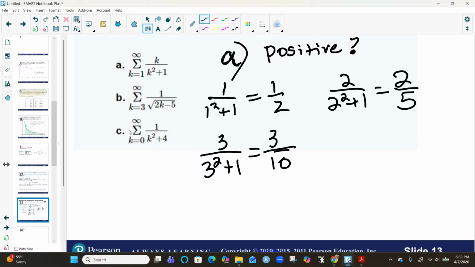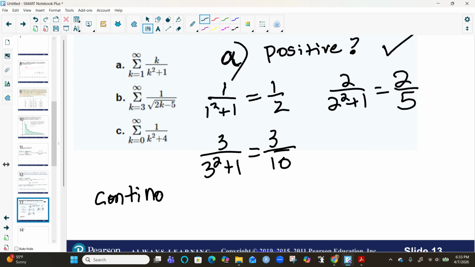The reason that they're positive is because in the numerator, k is always a positive number. It starts at 1. In the denominator, it is always positive because we're squaring a positive number and adding 1 to it. So you will never get a negative number with this expression. And that is actually true for all 3 of these. So I'm going to say yes.